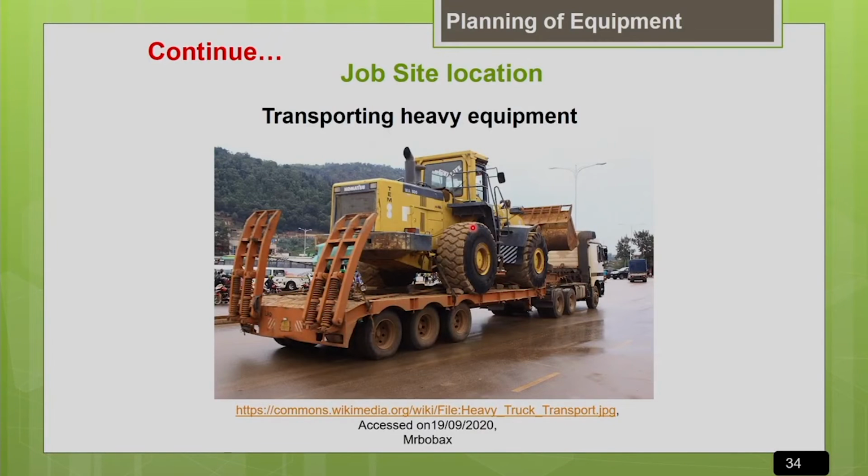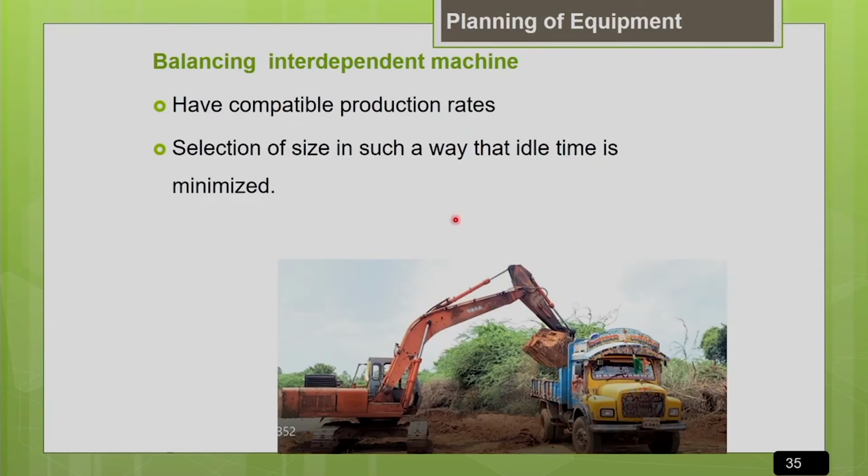So here we can see a picture. A trailer is transporting a heavy equipment to the project site. So far we discussed how the job site conditions and the job site location influence the selection of the machine as well as the efficiency of the machine. Now we move on to the next important factor, balancing interdependent machines, and how it affects the selection of your machine. In any project site, many machines will be working together.